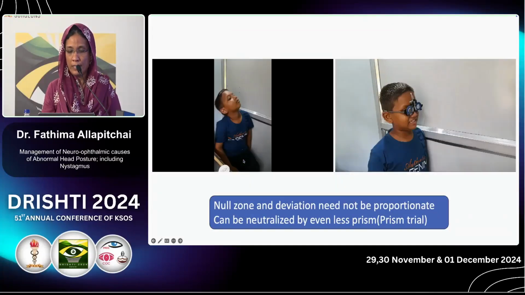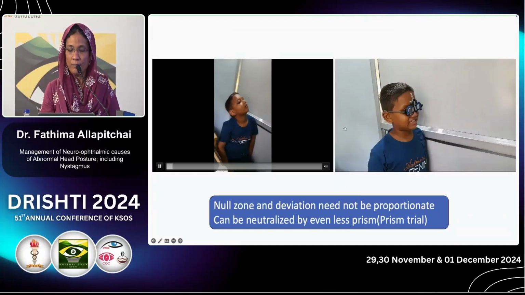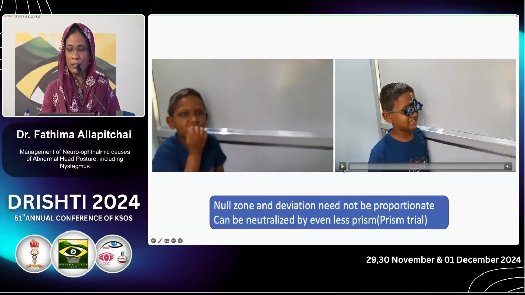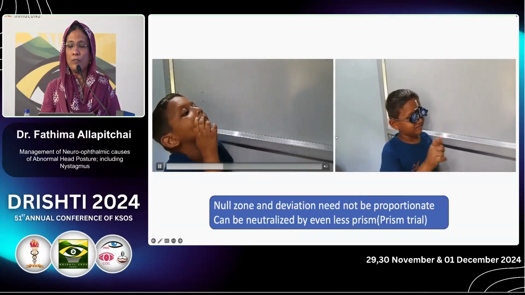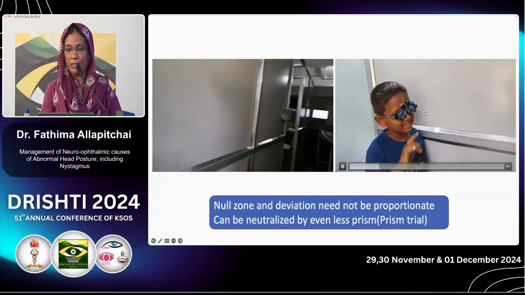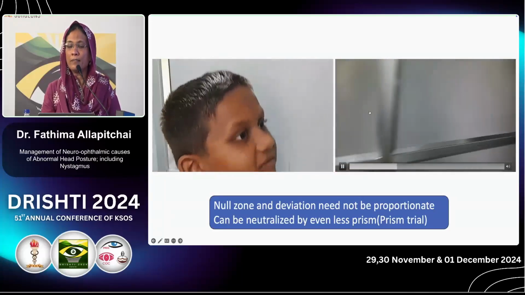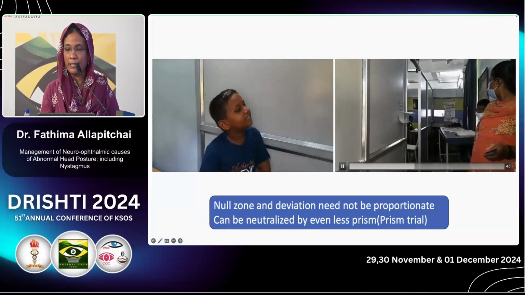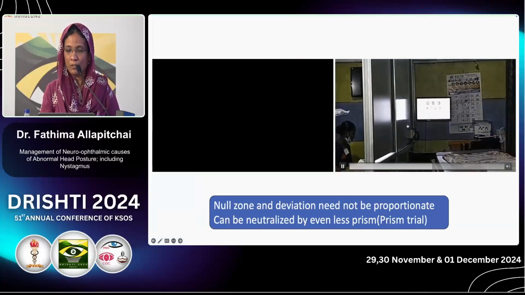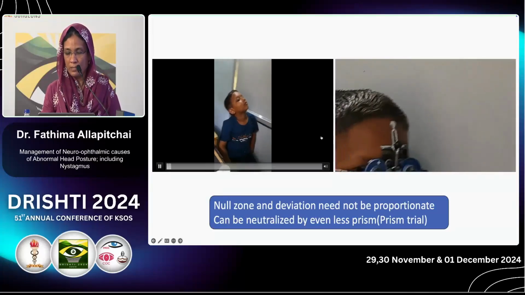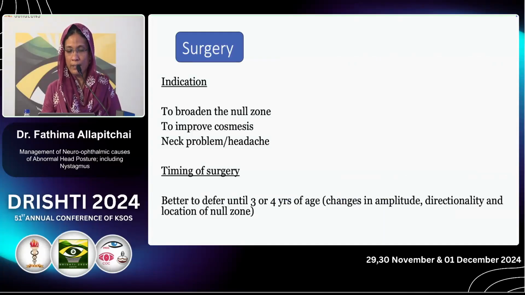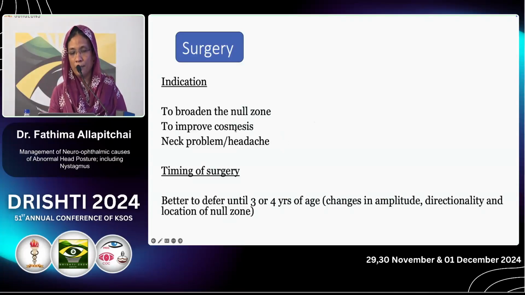This child, to our surprise, responded very well, because the mother was not at all willing for any intervention. So we thought with prism somehow we will reduce a bit, but to our surprise, with just 8 prism diopter glass prism, he was reading the above 3 lines. So we prescribed him prisms and he was comfortable. So it is always better to have a prism trial also before we go in for surgery. The surgery indication would be to broaden the null zone, to improve the cosmesis by reducing the abnormal head posture, and also to prevent neck problems.